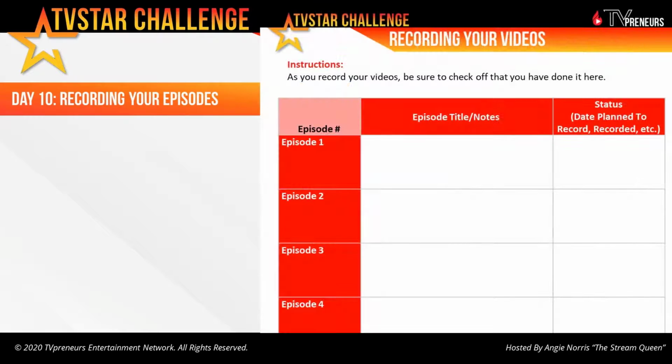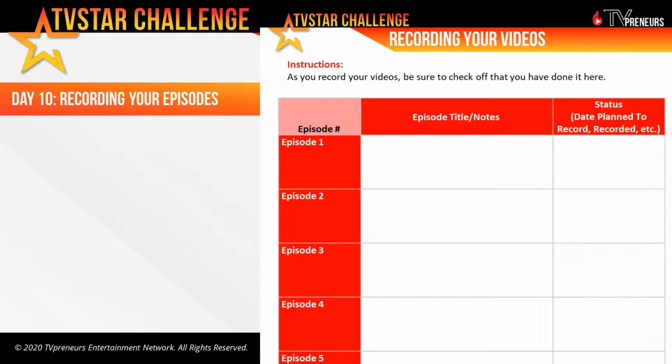Aside from this, I think you know what you need to do to record. You have outlined your episodes, you have written scripts or storyboards if you needed to, and you should have the equipment right in front of you. Remember, it doesn't have to be super high professional grade production, but if you have that at your disposal, great. But for the purposes of this challenge, use your phone, iPad, or webcam. As you record your videos, make sure you check them off on page 33 of the workbook.